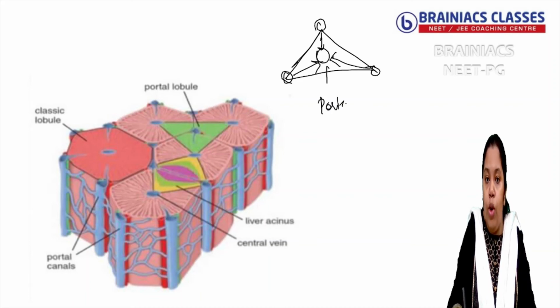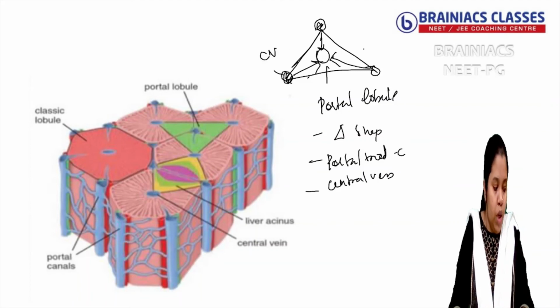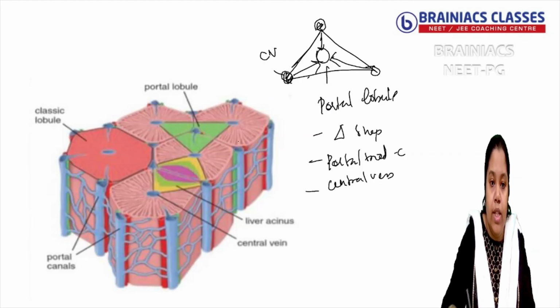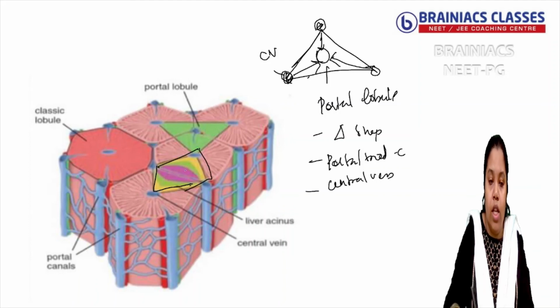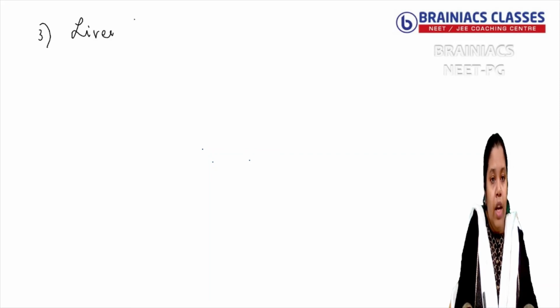Portal lobule, which is triangular in shape. At the center you have the portal triad, and at the corners you have the central vein. This is the central vein. Now the third form is this one. That is the liver acinus. Can you see here? This is the liver acinus. This is the third structure.